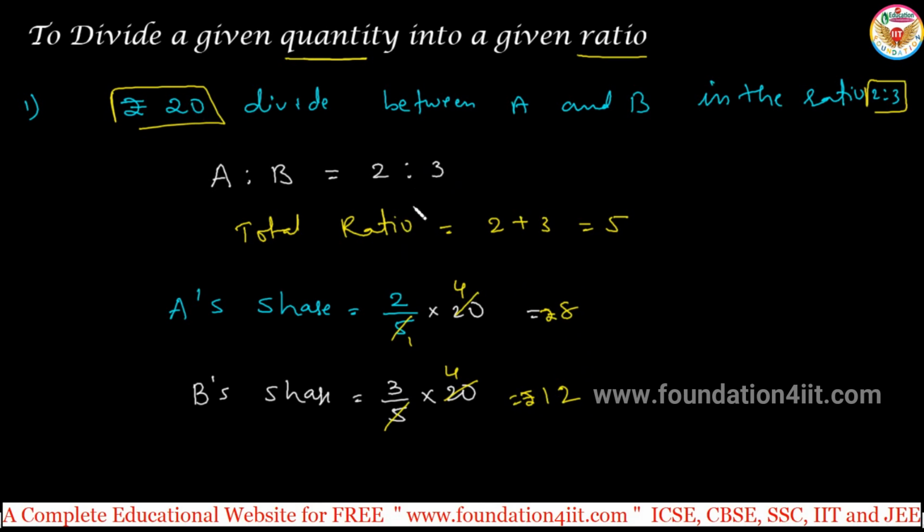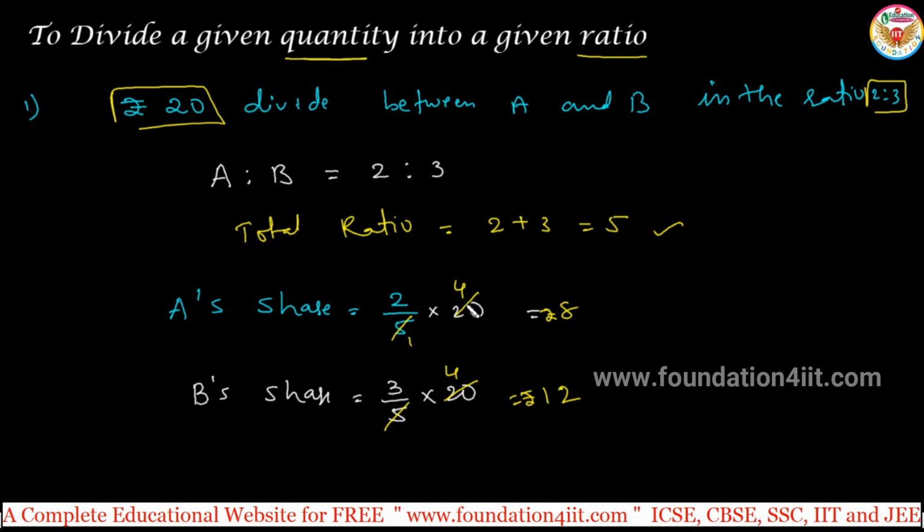So this is the easy method. Any big number and any ratio is given, you can go for this. Find out the total parts first. Then take A's ratio by the total ratio, into the total amount or total quantity that you have to divide. Okay, this is the way we can use.